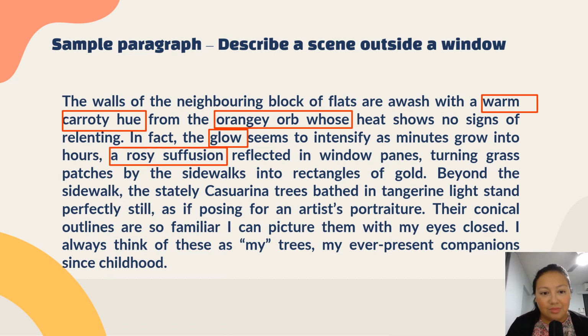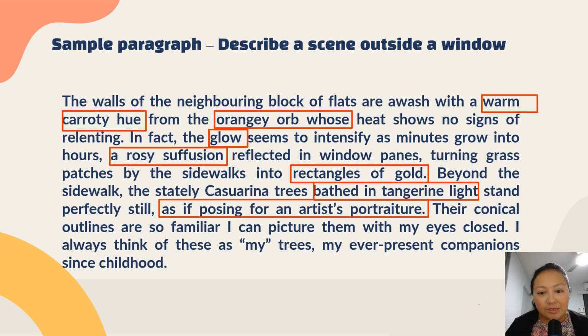Glow. Rosy suffusion, again to describe a red hue from the sun. Rectangles of gold, again to describe the yellowish tint. Tangerine light. So over here in this paragraph, you see a range of orange to red kind of colors. Okay, again, this one is a simile. Conical outlines. Instead of just saying it's a big tree, you use the word conical.